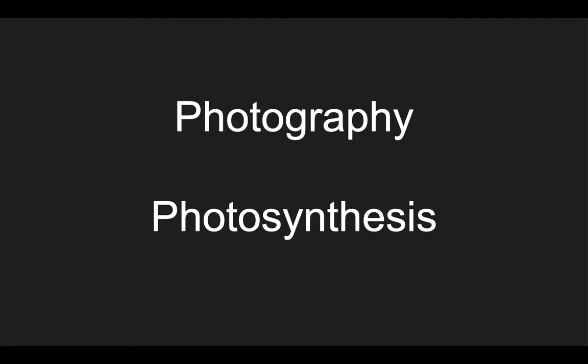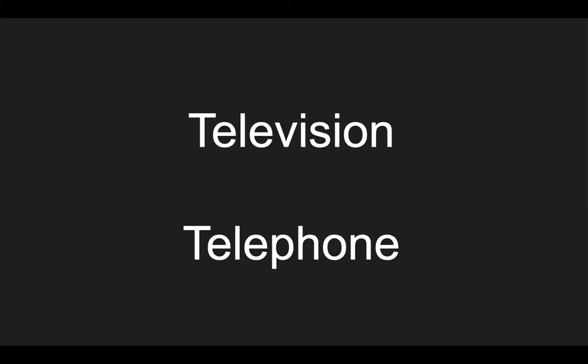Now, photosynthesis. So photo, again, is light, and synthesis, we've been thinking about to synthesize. That means to kind of put things together. So photosynthesis is putting things together with light. And that's what plants do when they make food. They put all these different ingredients together and then they use light energy to make food. So that's photosynthesis.